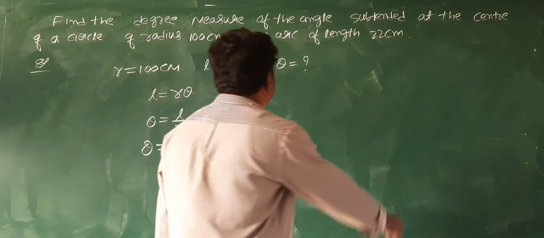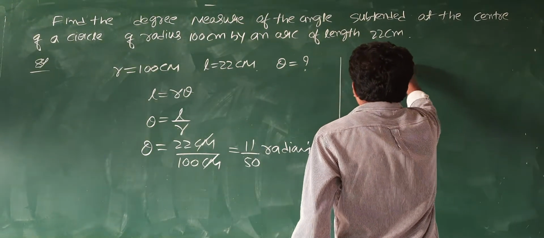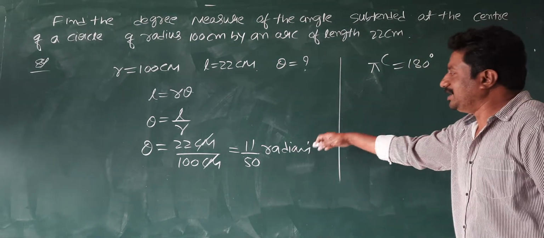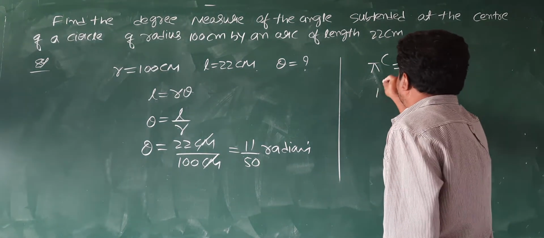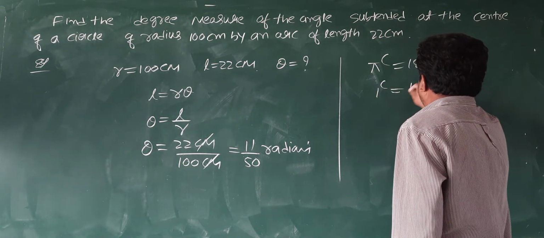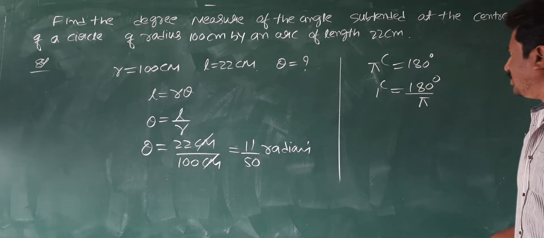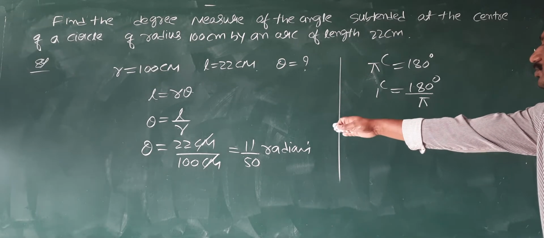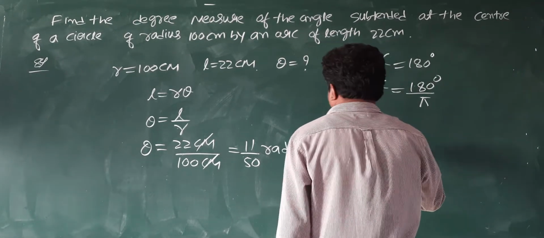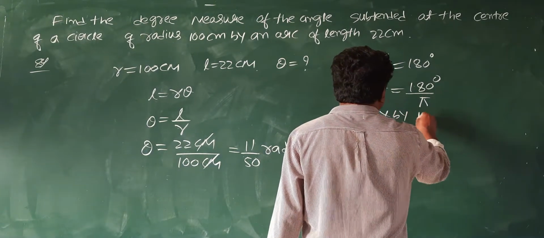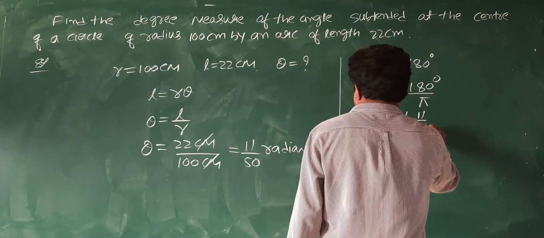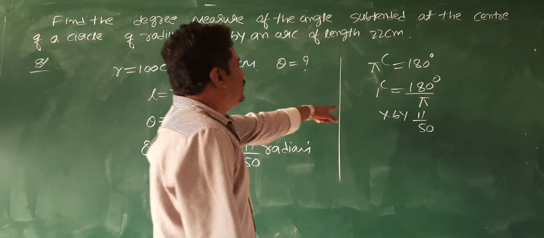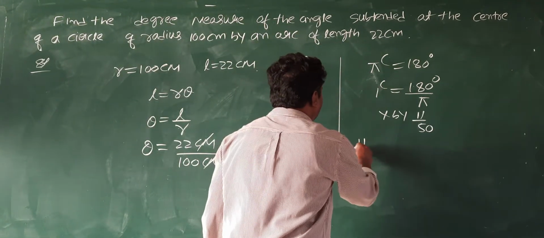So we have this formula: pi radians is equal to 180 degrees. We need to convert radians into degrees. 1 radian is equal to 180 degrees by pi. So now let us go for converting. Multiply both sides by 11 by 50. 11 by 50 into 1, so 11 by 50 radians.